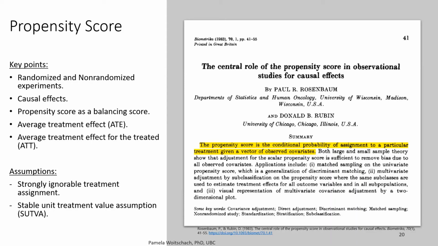So from this paper, all that I want you to get is the idea that the propensity score comes from the studies for causal effects. We have the propensity score, which is the conditional probability of assignment to a particular treatment given a vector of observed covariates. What we try to do is to balance the groups so we can compare them, because in observational studies, we can't actually control the sociodemographic background or variables of our respondents and non-respondents.